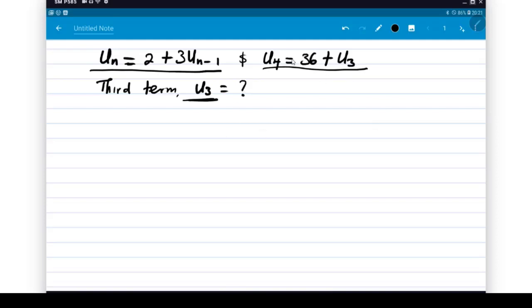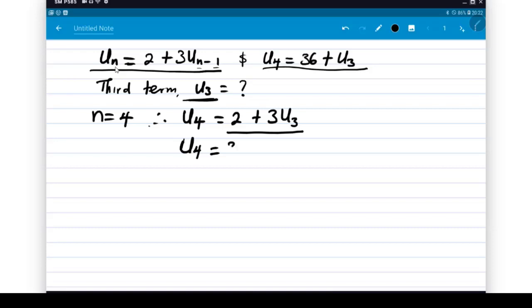So, in that case, since I'm seeing U4, I will try to produce U4 from the definition. That means my n will be 4. So, if my n is 4, I'm going to have U4 is equal to 2 plus 3 U, and that will be 4 minus 1, which will give me 3. So, this means my U4 is 2 plus 3 U3. And the same U4, according to the question, is equal to 36 plus U3. Therefore, these two are the same since they are both equal to U4.